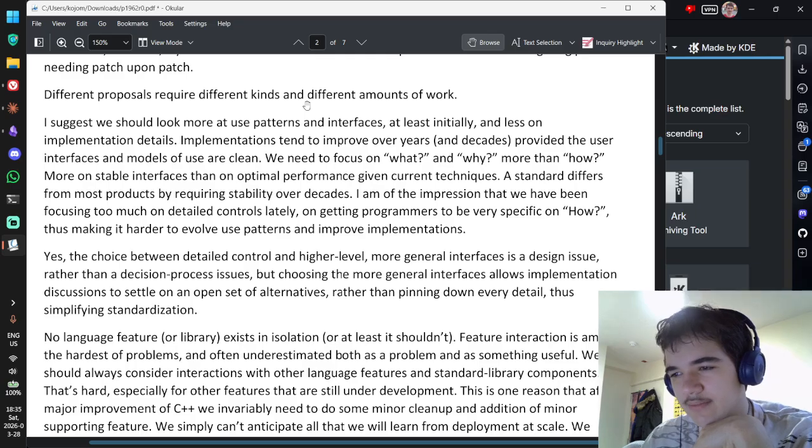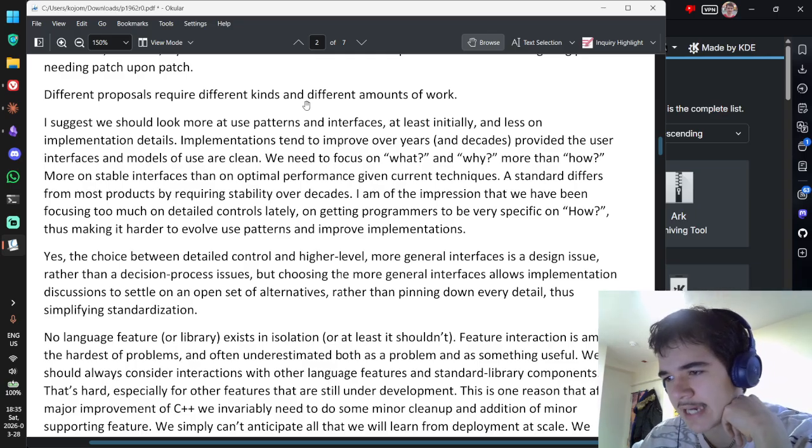I mean, I agree, but I don't know where he's going with this. Implementations tend to improve over years and decades, provided the user interfaces and models of use are clean. We need to focus on what and why more than how.